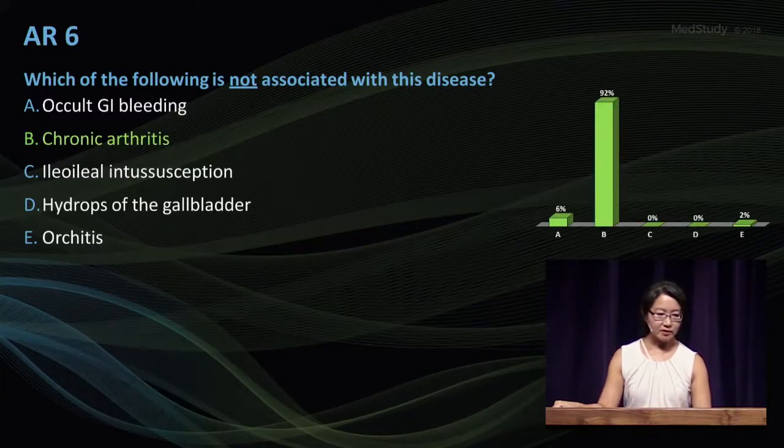The correct answer is chronic arthritis. Everything else you can see with HSP, but we see a very self-limited arthritis.